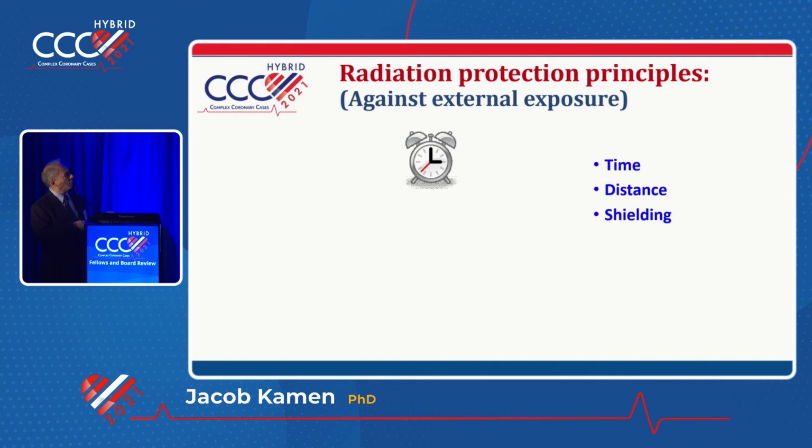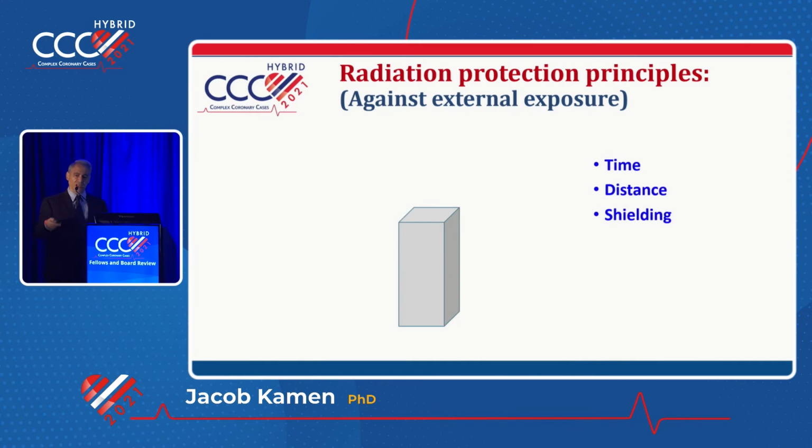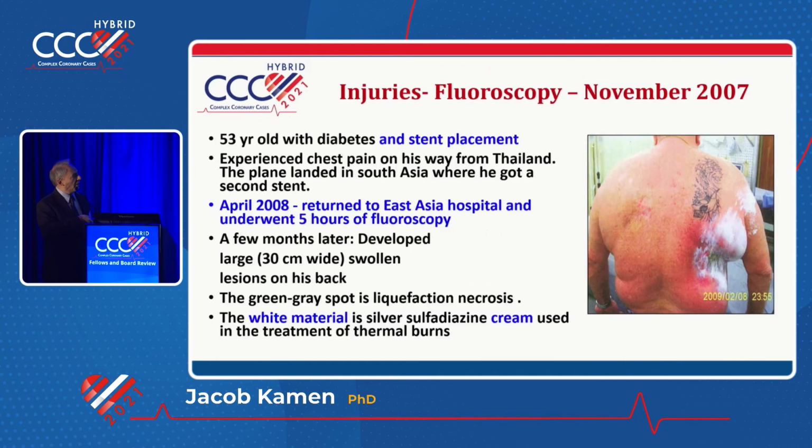The basic fundamentals of radiation protection are time, distance, shielding. Time, you reduce the time of exposure. Distance, you take away from the source, right? And shielding, you put lead apron and other things.